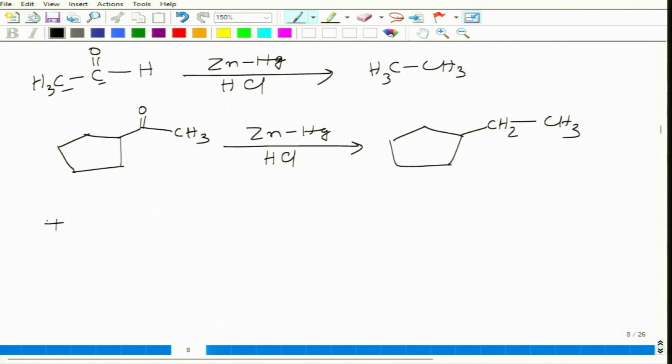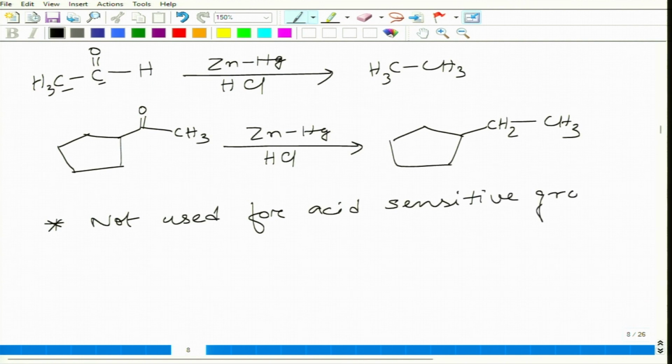Now, one limitation of this Clemmensen's reduction is that it is not used for acid sensitive groups, because this reaction takes place in an acidic medium. So, if in the reactant there are some other acid sensitive groups, for example OH, that is the alcohol group, then they can have some side reaction with these reagents. So, this reaction is not applicable for acid sensitive groups.